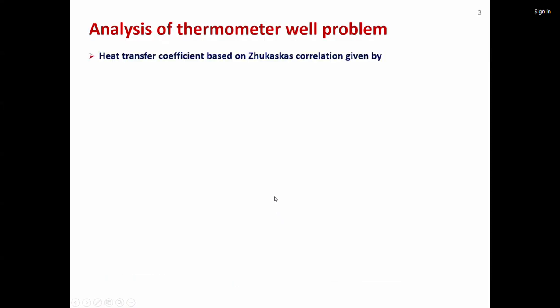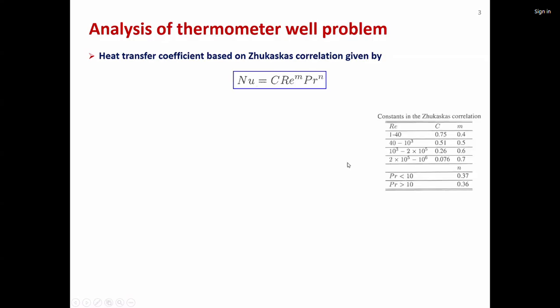So for that situation, the heat transfer coefficient is obtained from Zhukauskas's correlation, which is something you can study in convection heat transfer. The Nusselt number, which is representative of heat transfer, can be expressed in this form: some constant C times Reynolds number to the power m and Prandtl number to the power n. These values of C, m and n depend on the Reynolds number and Prandtl number.